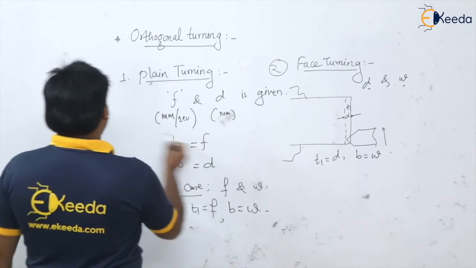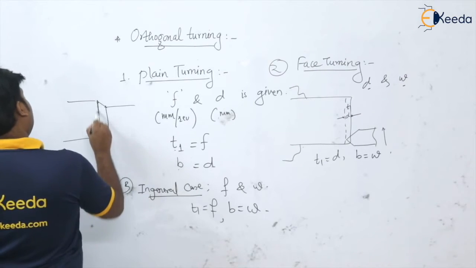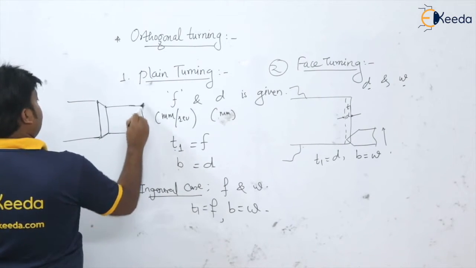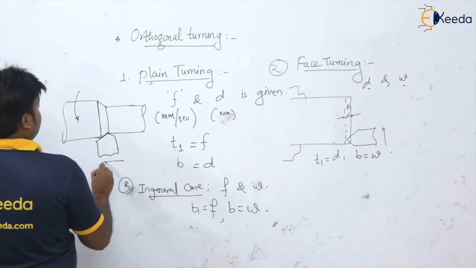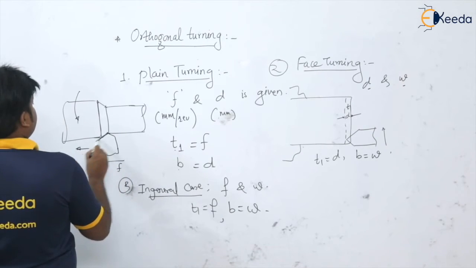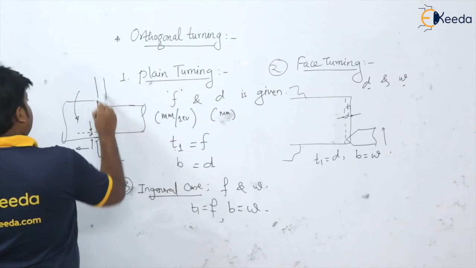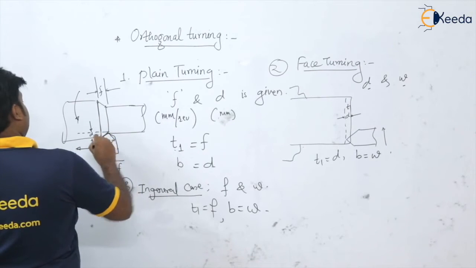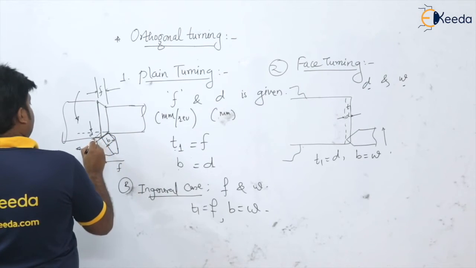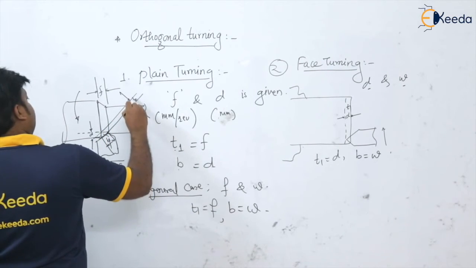Okay, so first condition like this, see here, say this is a plane turning operation. This is the cutting motion. This is the feed given to the tool. Okay, this is what? Depth of cut. This is the width of cut. This is the feed. Okay, and say after some time the tool will be here. So this will be the uncut chip thickness T1.